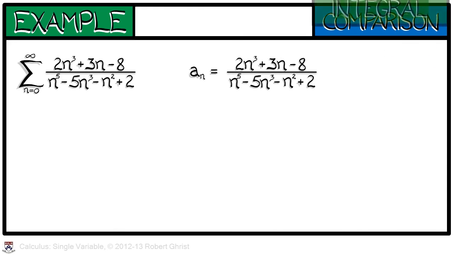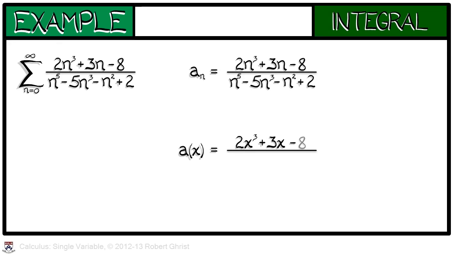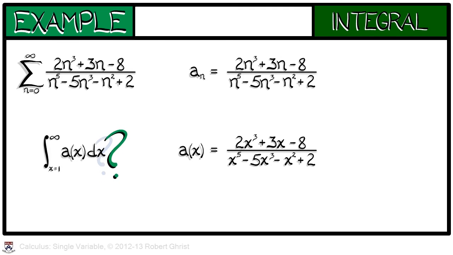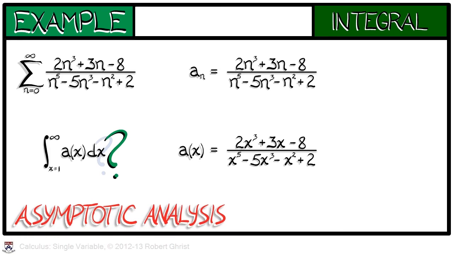Instead, let's try an integral test. Who wants to integrate 2x cubed plus 3x minus 8 over x to the fifth minus 5x cubed minus x squared plus 2? Hello, class? Where'd everyone go? Well, what are we going to do in this case? Asymptotic analysis is going to save us, as it has done so many times before.